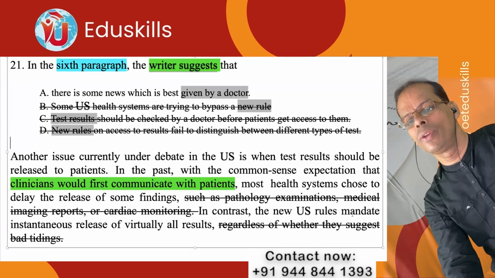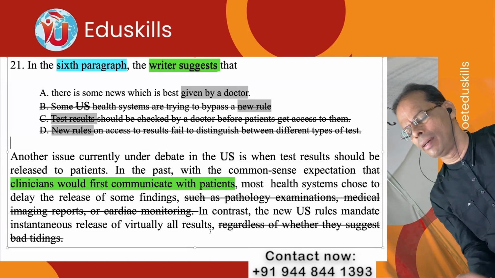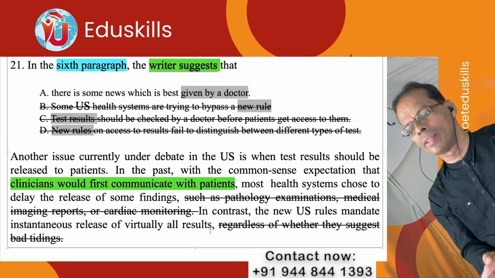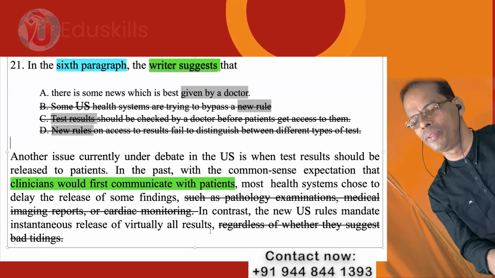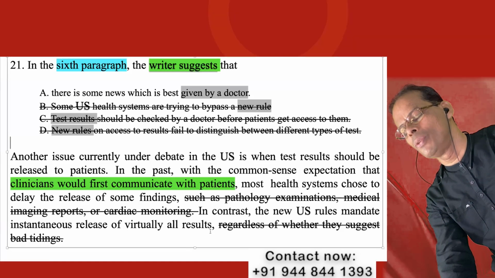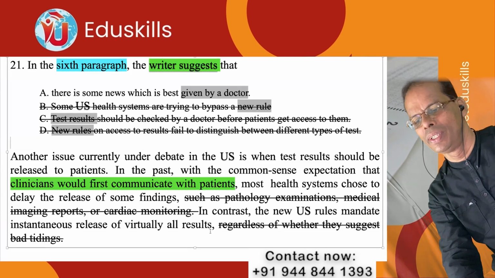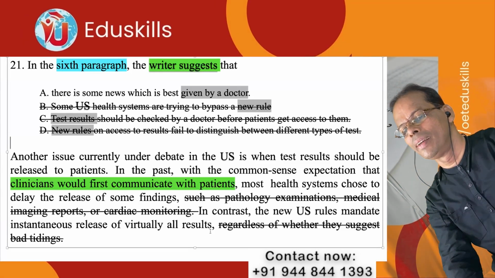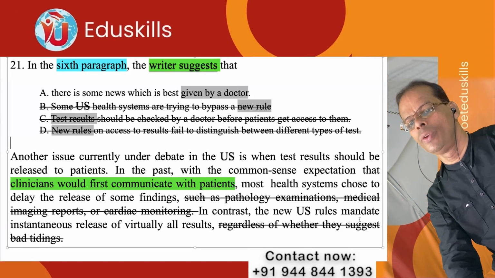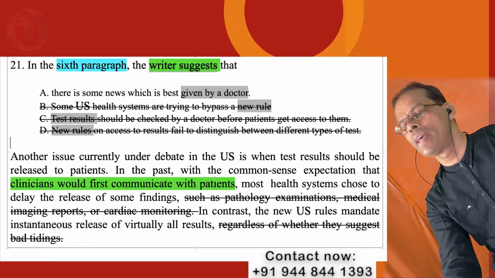Then, in contrast, the US rules mandate instantaneous release of virtually all results. The US rule says don't delay the release of news. Immediately tell the patients what's happening. Does it say who has to say it or who has not to say it? No. It says the US rule says immediately you have to give the news to the patient. It doesn't say who has to give or who doesn't give or who should not give. But here it clearly says in the second sentence, clinicians should first communicate with the patients. The US rule is speaking about when it has to be given. So the answer is who has to give it.